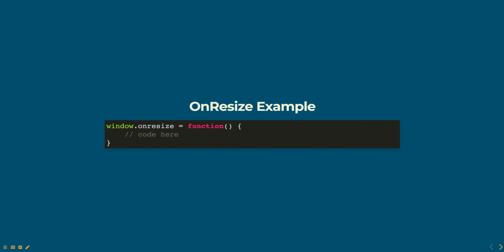OnResize event is triggered when the size of the browser window changes. This can be used to update the layout of a web page and adjust the size of elements, or display different content based on the size of the window. And below is an example of onResize event.